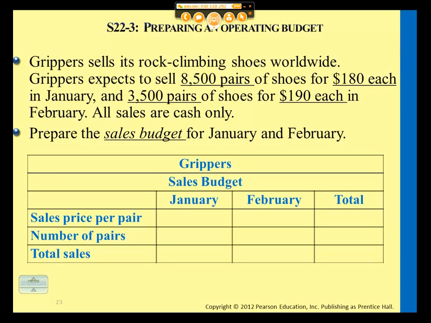Do you remember what the sales budget looks like? We have our sales price per pair, we have number of pairs, and then we have total sales. So all you need to do is plug the numbers in, right? So let's practice. While you're practicing, make sure you understand what a sales budget is and what its components are.